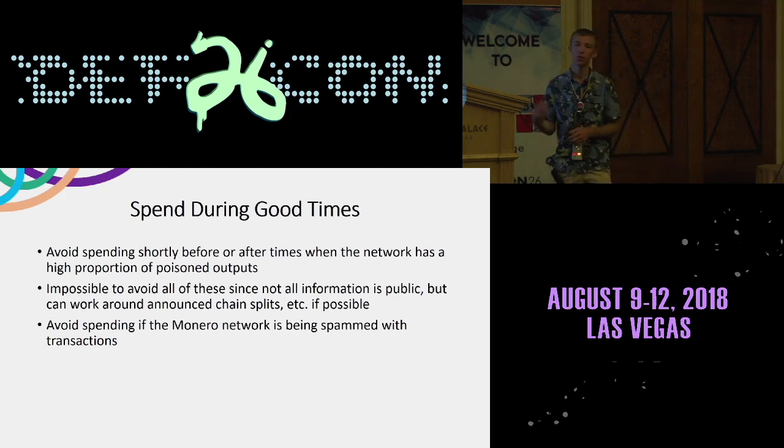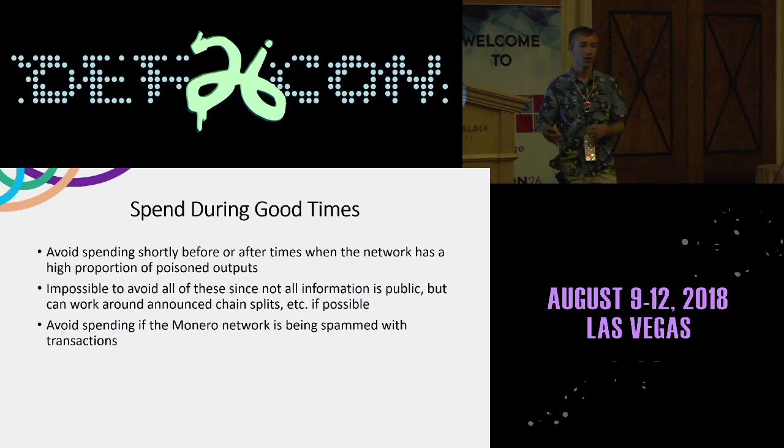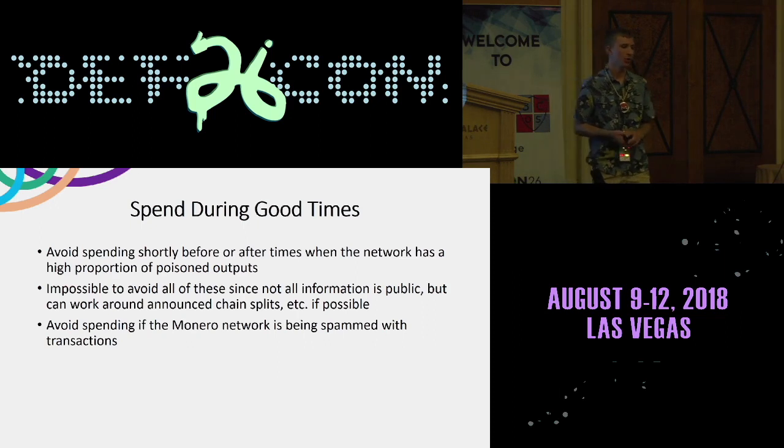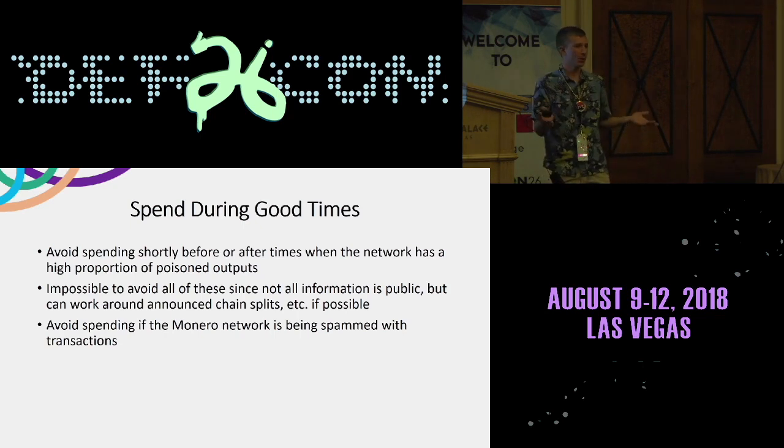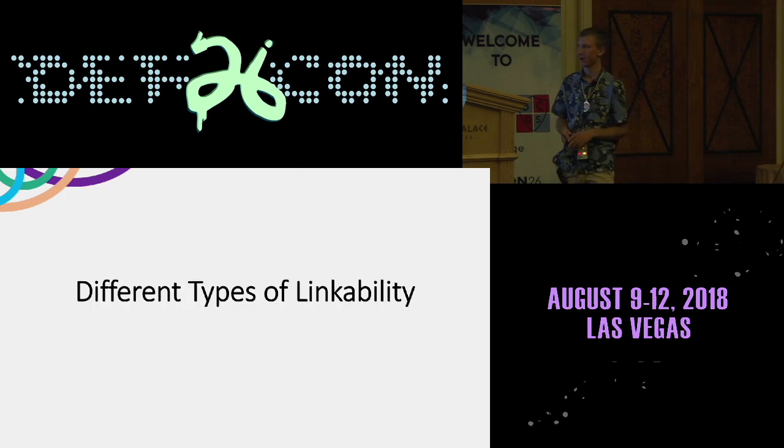So if you know that there's an upcoming chain split for Monero, you should hold off spending funds shortly before or after this chain split, because during this time period, there's a higher likelihood that a higher proportion of outputs would be compromised. So you should try and avoid these certain scenarios if possible. But if Monero was under attack right now, you would not necessarily even know that, right? So you can only do this for things you already know of, right?